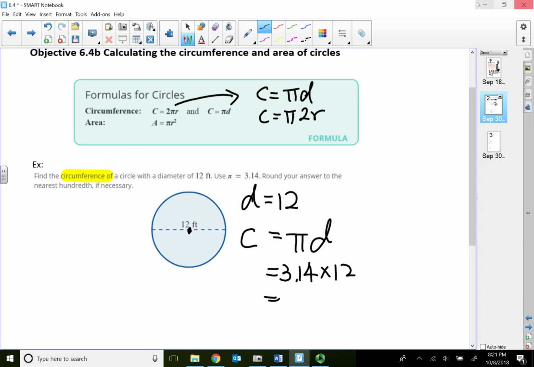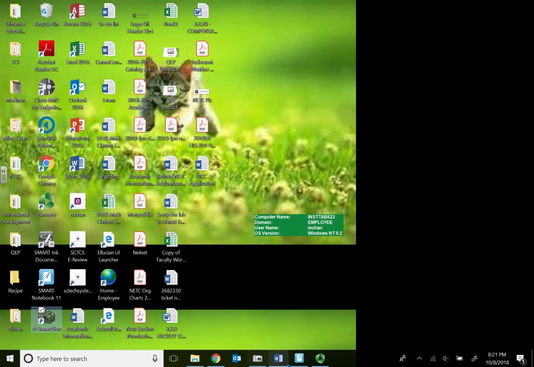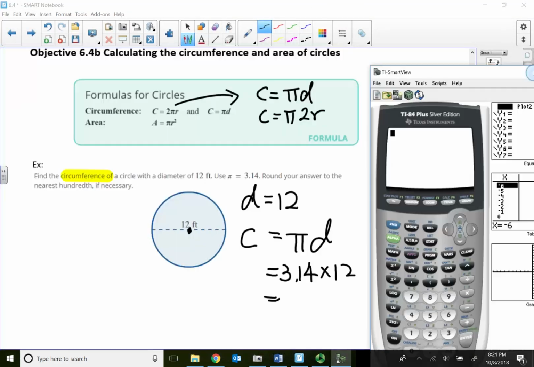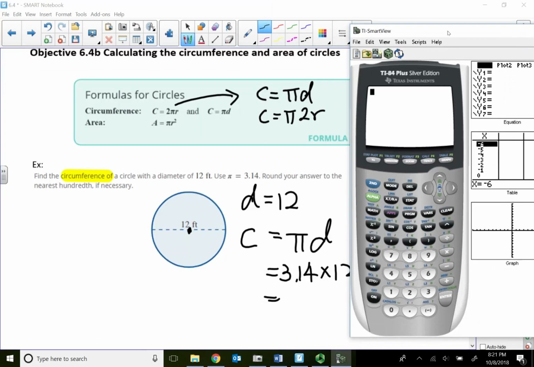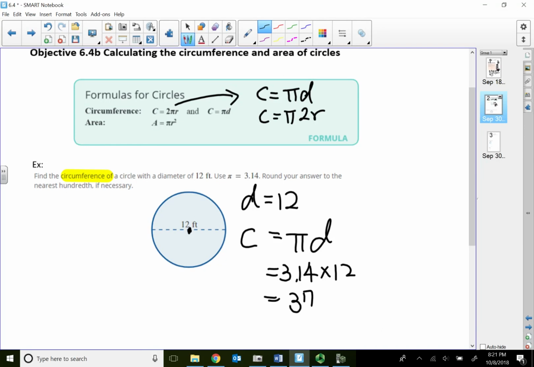So let's put that in the calculator real quick. Let me just turn on my calculator. So this is going to be 3.14 times 12. No problem. Round to the nearest hundredth, which would just be 37.68 feet. Feet to the first power will actually be for perimeter. Linear, to the first power, is considered linear, which is talking about perimeters.